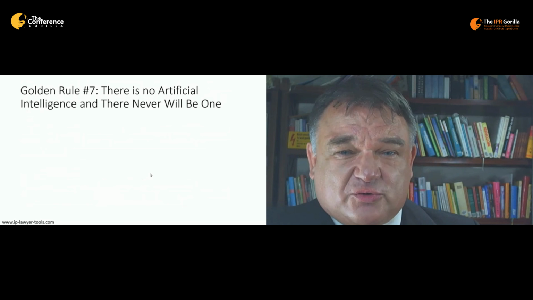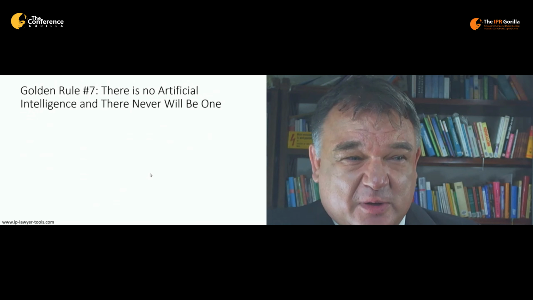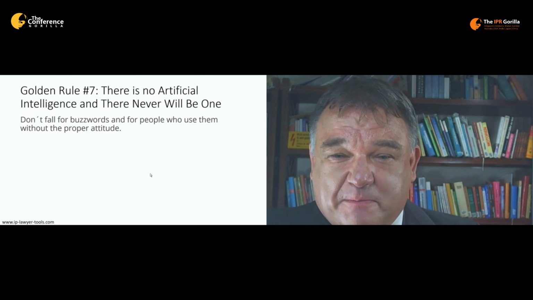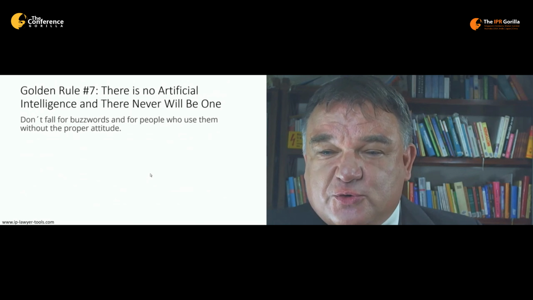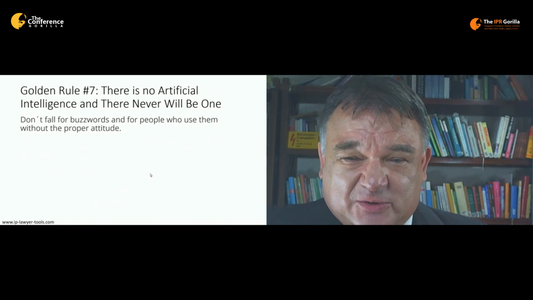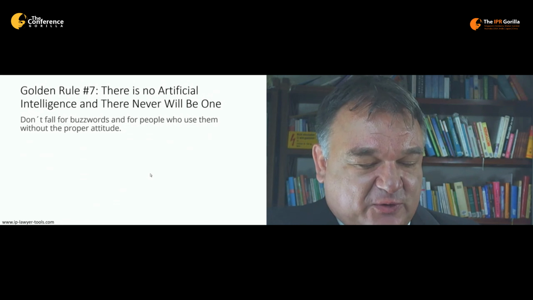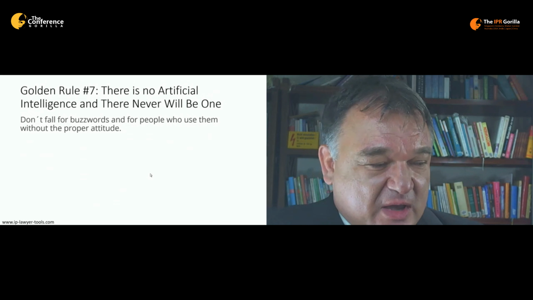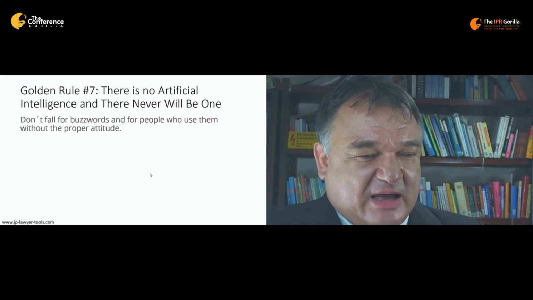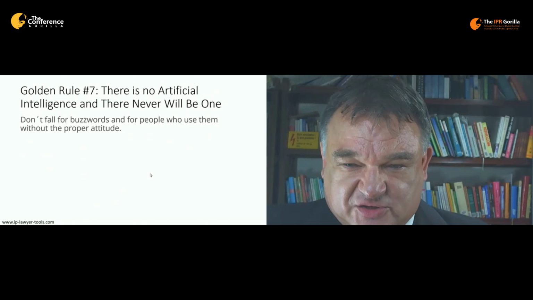Then, golden rule number 7. There is no artificial intelligence and there never will be one. And what I want to say in very short words: don't fall for buzzwords and for people who use them without the proper attitude. Right? If you say something like, I have solved my problem with artificial intelligence, to me it sounds a bit like, I have solved my problem with thinking. Such general, I would say.